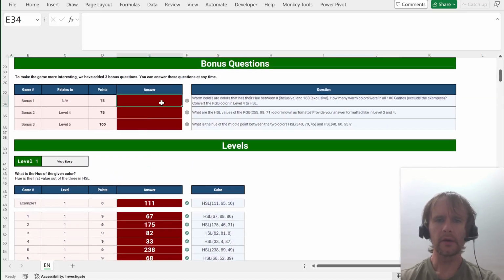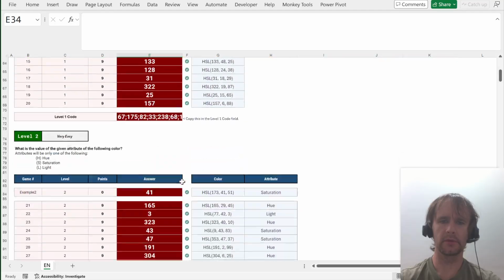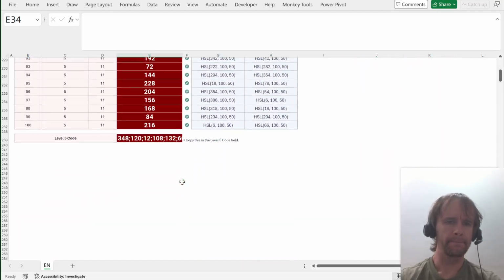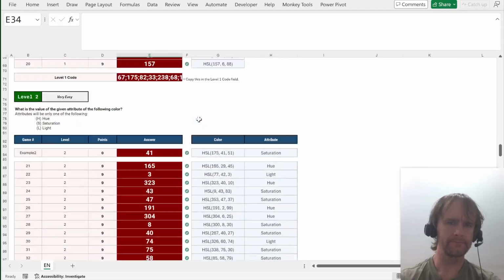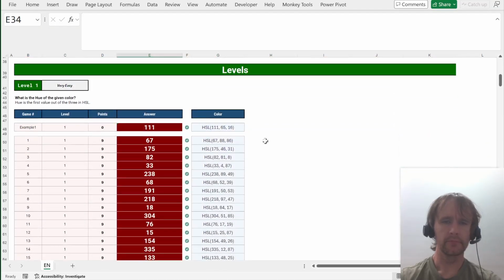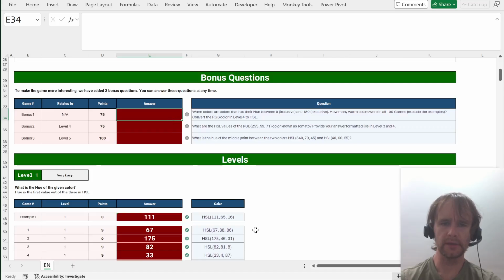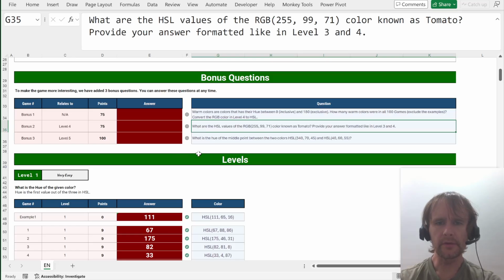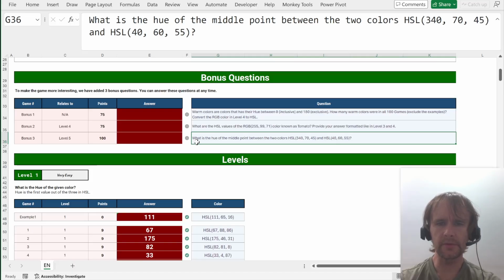Bonuses. Warm colors have a hue between 0 and 180. How many warm colors were in all 100 games? Exclude the examples. Oh god, convert RGB colors on level 4. Well, I've done that, right? Okay, so fine. Just going to put it. Well, let's see what else. HSL values of. Oh boy. So now you have to undo that whole thing. That's crazy. What's the hue of the middle point between these two colors?